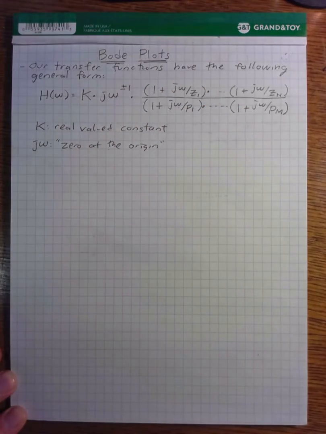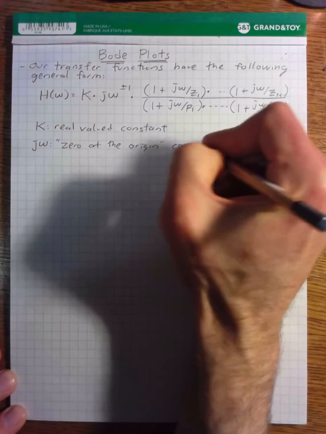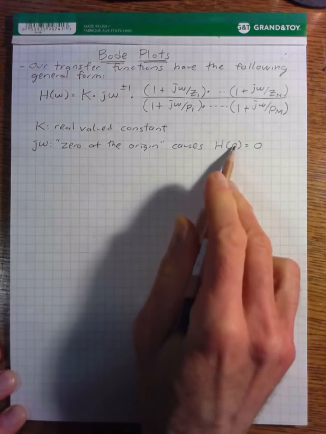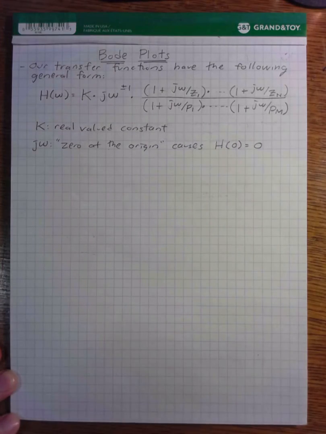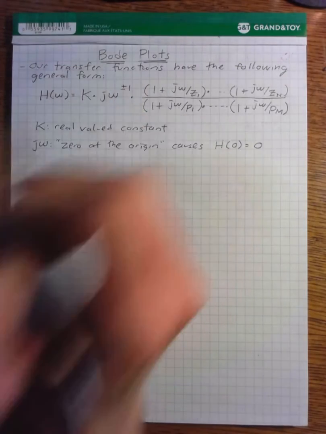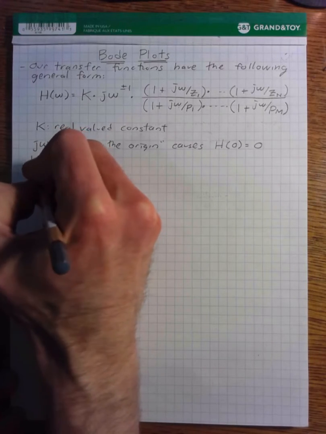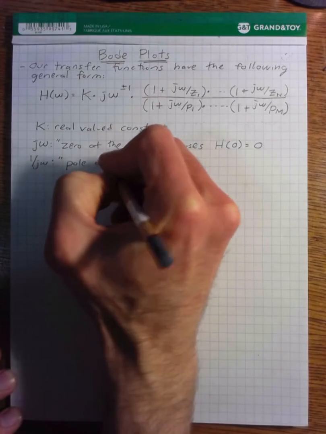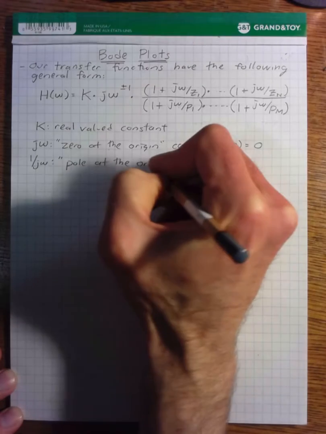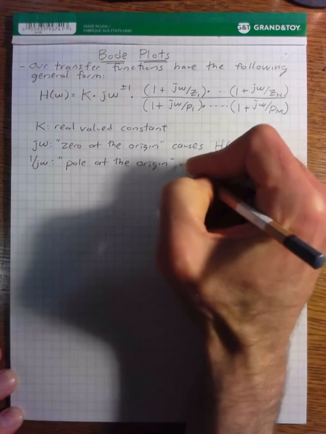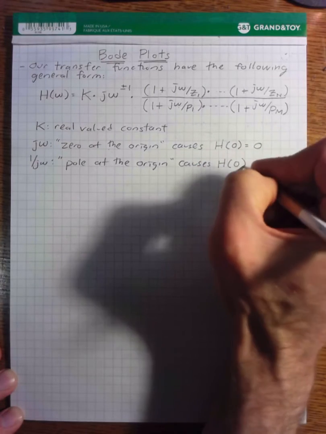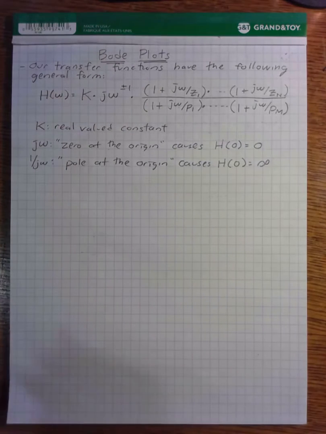And the reason why we call it a zero is because it causes our transfer function to be equal to 0 for a radial frequency omega of 0. If this exponent is equal to -1, we have 1 over j omega, and we call this a pole at the origin. And the reason why we call this a pole is because when we have omega equal to 0, it causes our transfer function to be equal to infinity.